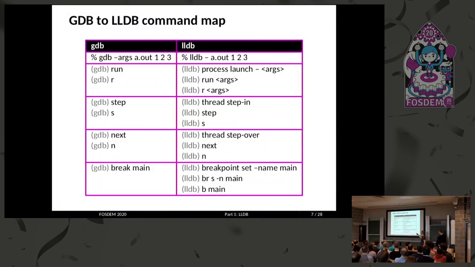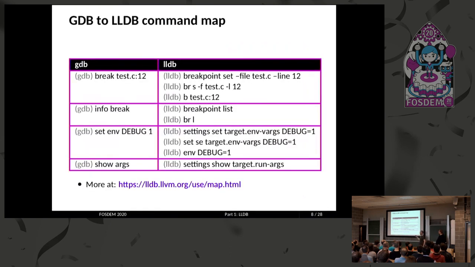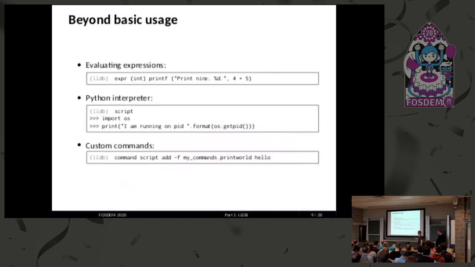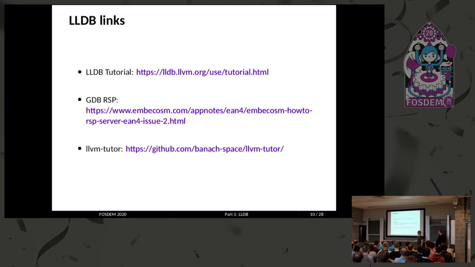These are a few aliases available within LLDB, but I actually copied some of them from the official documentation of LLDB. I recommend you go there. The list is very long, and there's a lot of aliases like this. I showed the expression evaluation engine, we talked about the Python interpreter and implementing custom commands. Now, there's a few links.